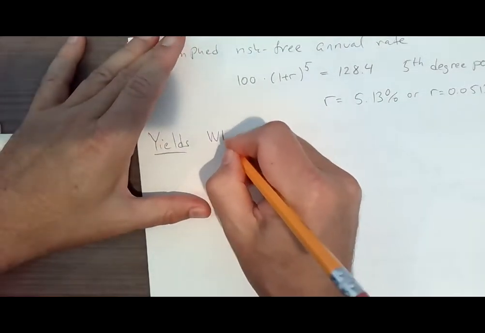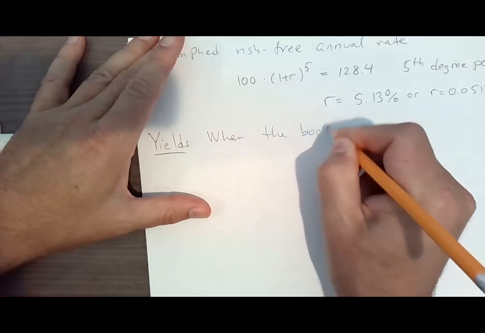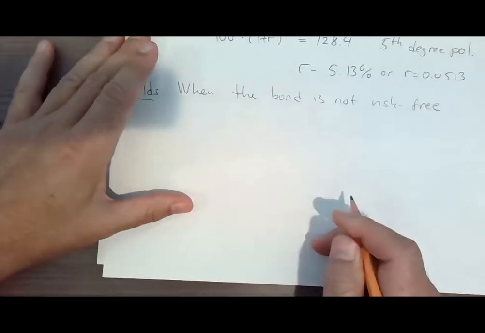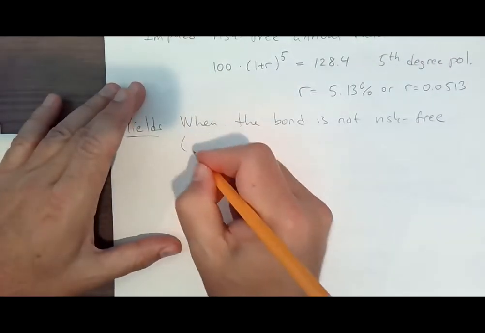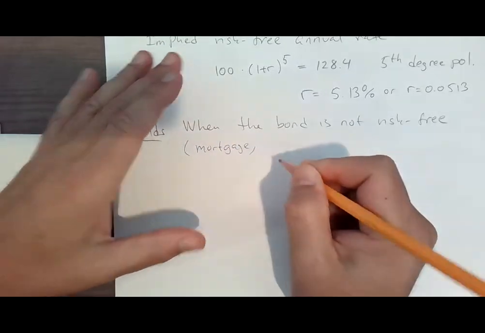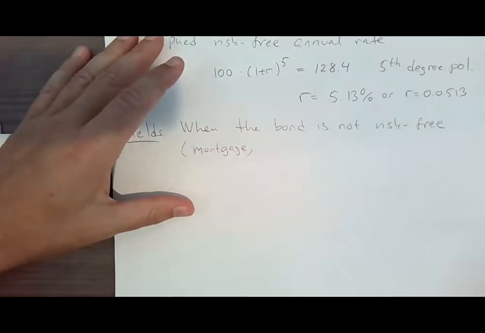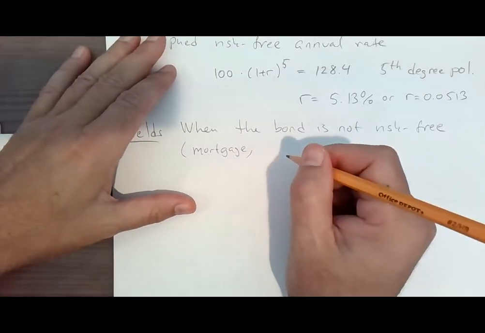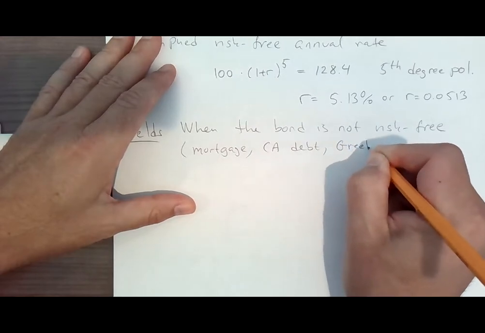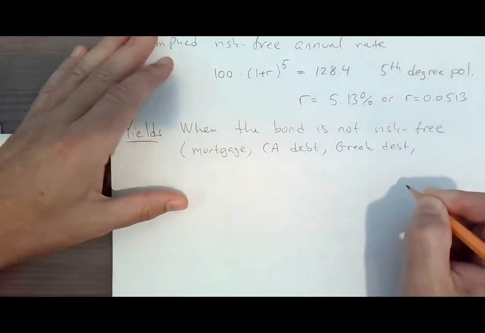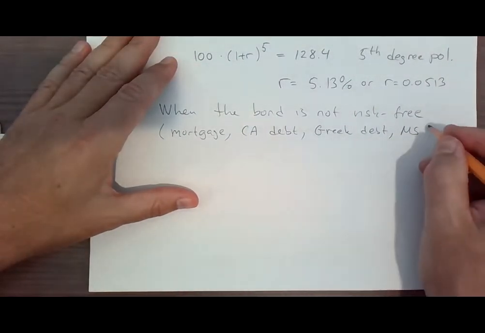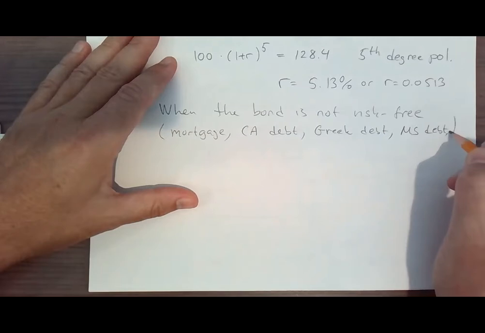So for example, when the bond is not risk-free. So when you take out a loan, I take out a loan. This could be a mortgage. It could be California debt. It could be Greek debt. It could be Microsoft debt. It could be any kind of these things.